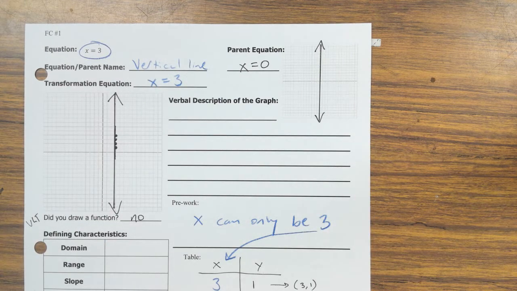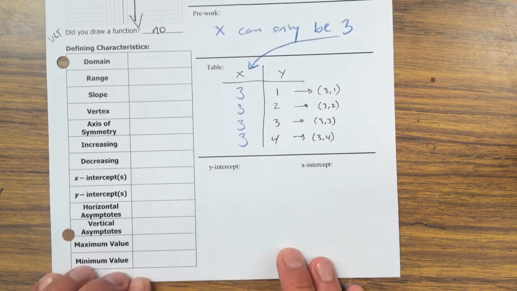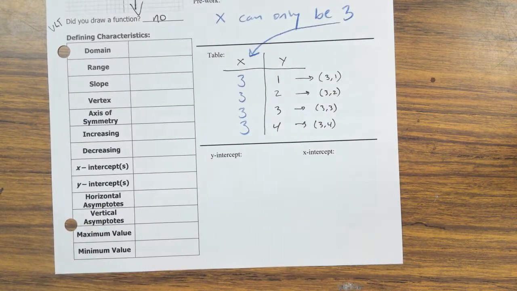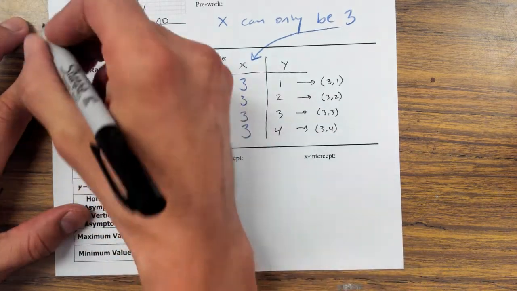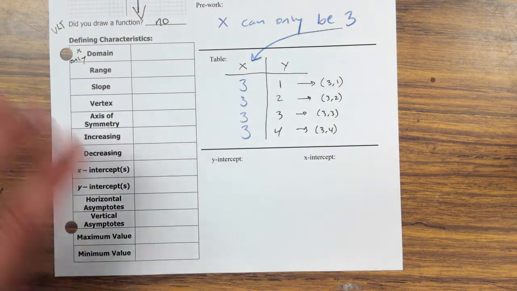Skip the verbal description for right now, and let's go to this lower part. Let's start answering some of these questions. Again, most of this is more for later. We're just writing it down. What is the domain? The domain is x-only information.